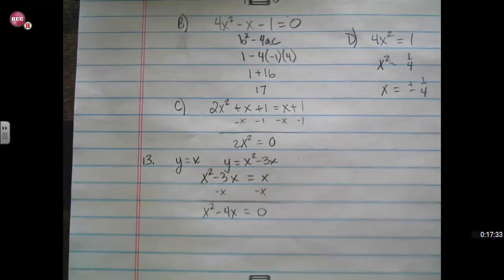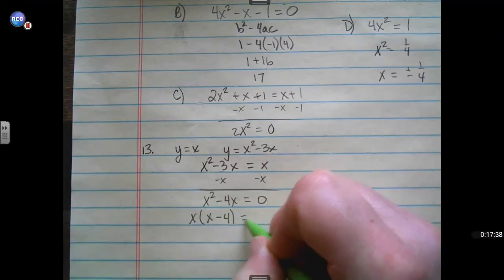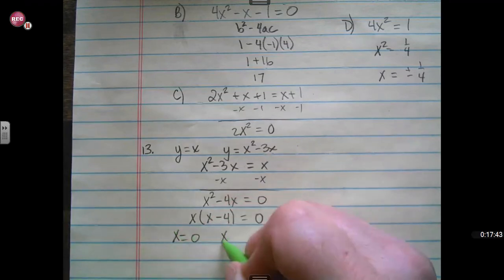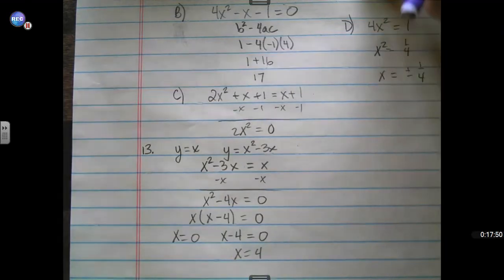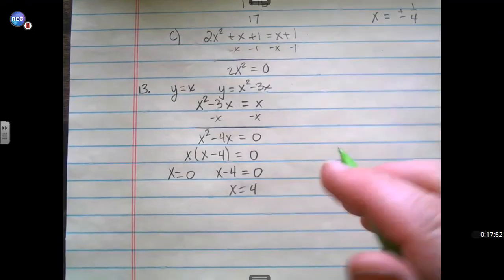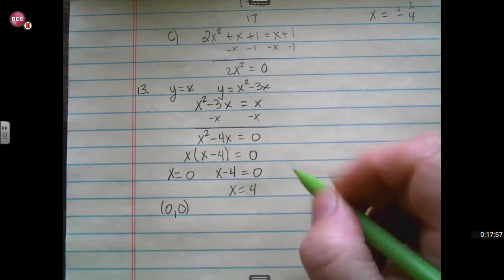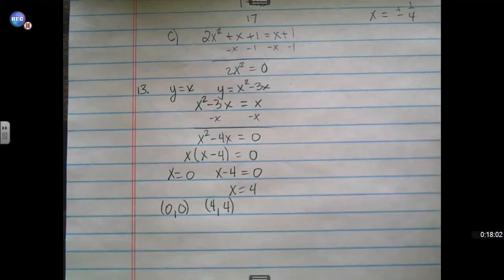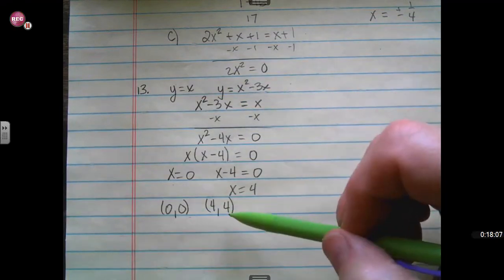And then there is a greatest common factor. It is x times the quantity x minus 4 equals 0. Then I set each factor equal to 0. X equals 0 or x equals 4. And then I use the equation y equals x. So if x equals 0, y equals 0. And if x equals 4, y equals 4. So the 2 points where this line intersects this parabola are at 0, 0, and 4, 4.